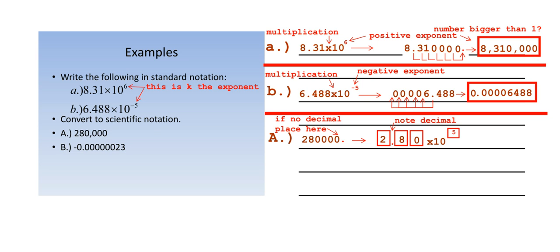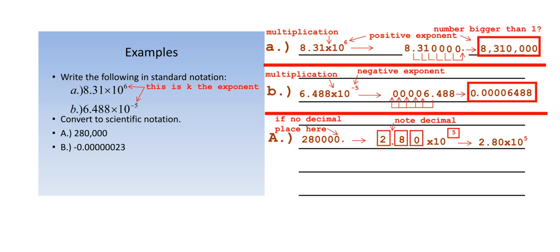My original number, was it bigger than 1 or smaller than 1? 280,000. Definitely bigger than 1. So it's a positive exponent. So our number has a positive exponent. So finally, our answer becomes 2.80 times 10 to the power of 5.